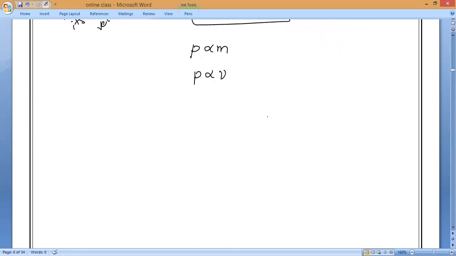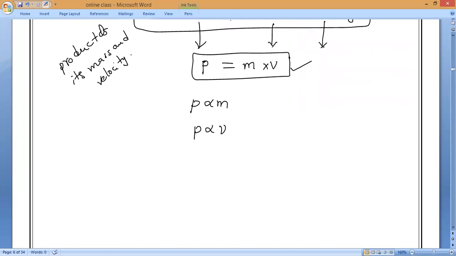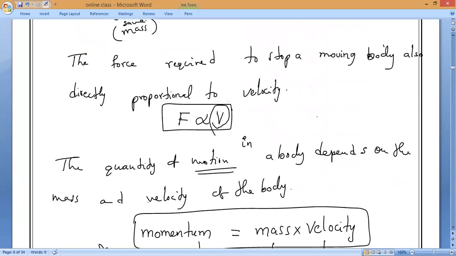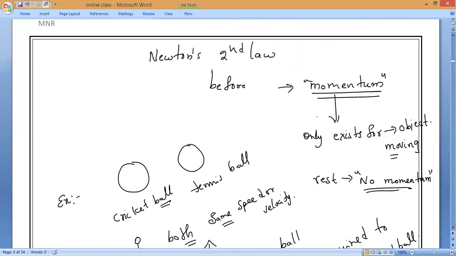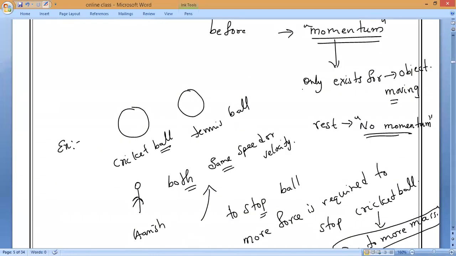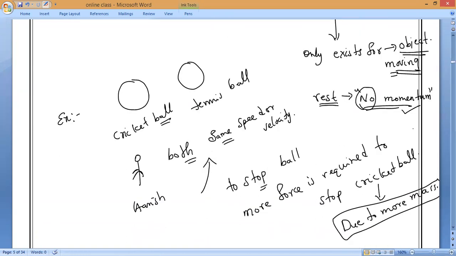Clear, everybody? Now, as I said at the start of today's class, which body is having momentum? The body which is in motion only has momentum. If the body is at rest, what will happen? No momentum. Why no momentum?